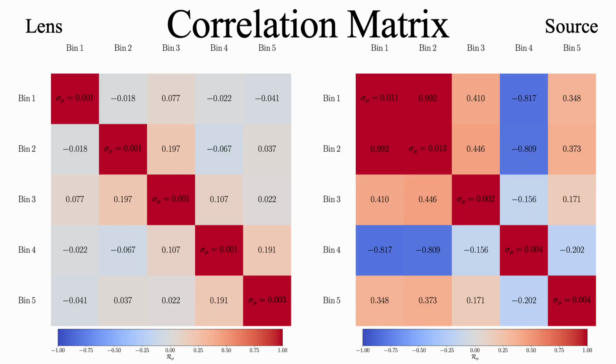The correlation matrix indicates that the expectation values for the lens sample are largely independent across tomographic bins, reflecting the precision of their point estimates. In contrast, for the source sample, biases in the point estimates scatter galaxies between bins, inducing strong cross correlations, particularly between the first 2 tomographic bins.